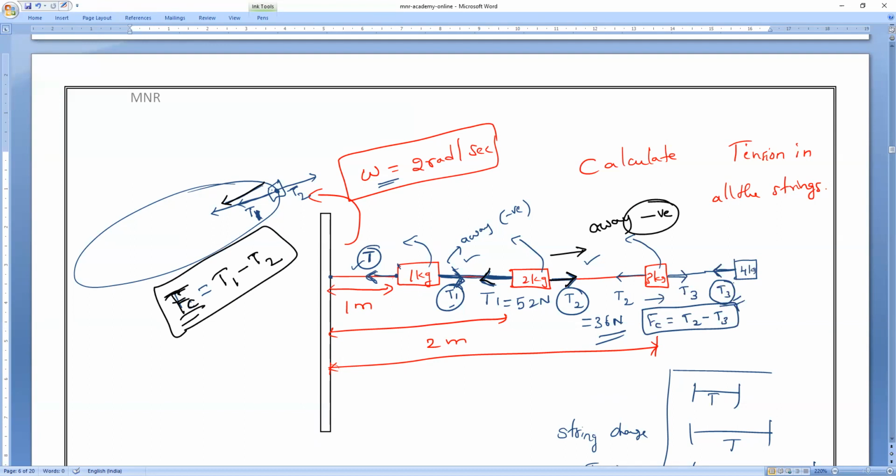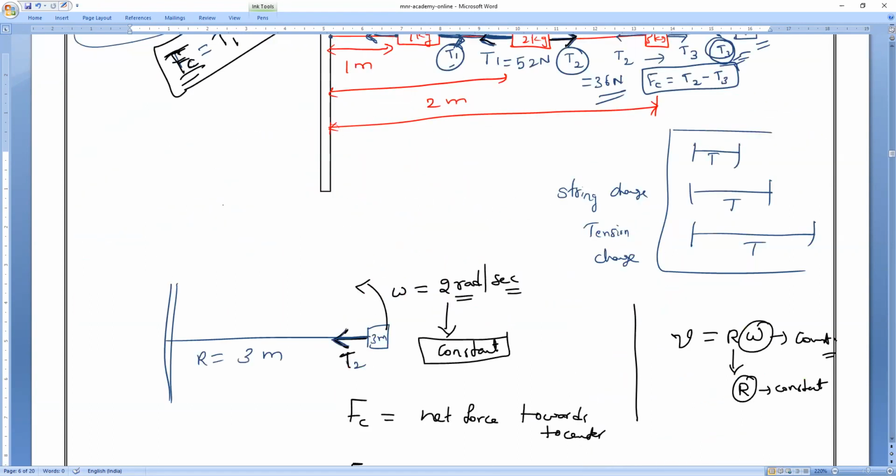So you can find T3 also, everybody. Suppose the fourth body is present, then what is the T3 value? Directly I can find it. T3 is equal to M R omega square, which is M is 4 kg, R is 4 meters, into omega, 2 square. So 16 into 4 is 64 Newtons. So the tension in the fourth string is 64 Newtons.